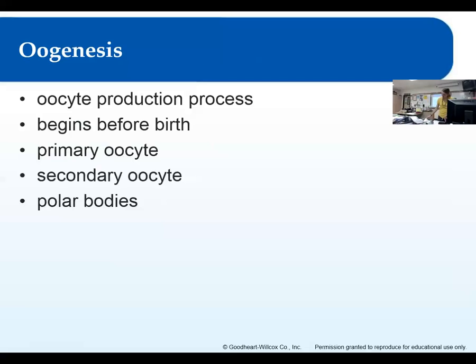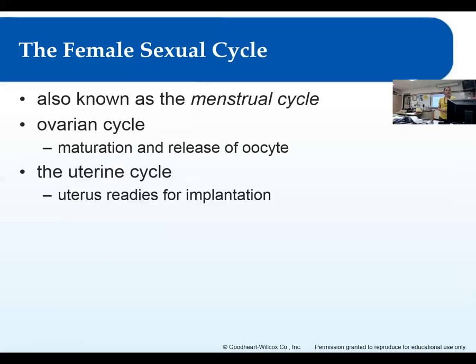All right, let's start looking at the female sexual cycle. We're going to look at the monthly cycle of the female reproductive system. Sometimes we hear it as the menstrual cycle. It's usually about 28 days long, but it can be anywhere from 21 to 40 and still be normal for a person. The whole purpose of this cycle is to release an egg in preparation for fertilization.